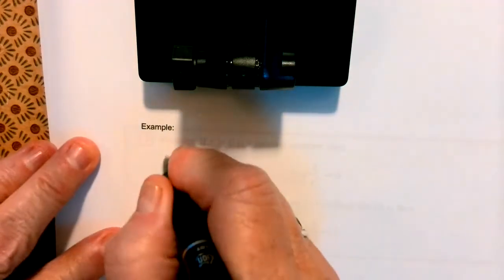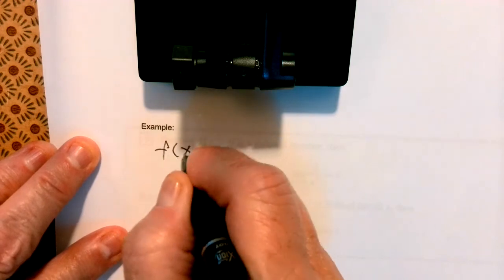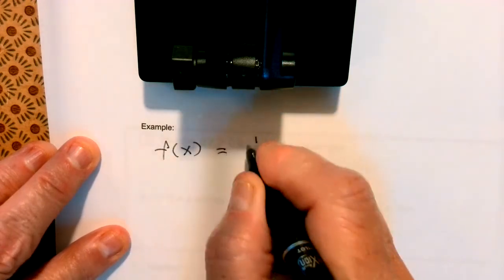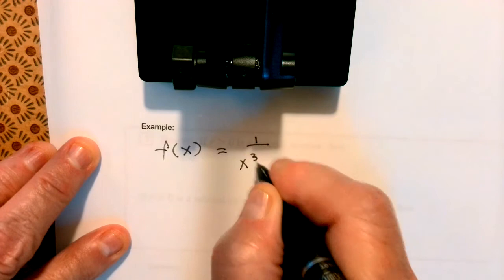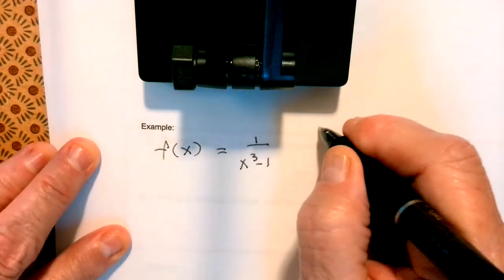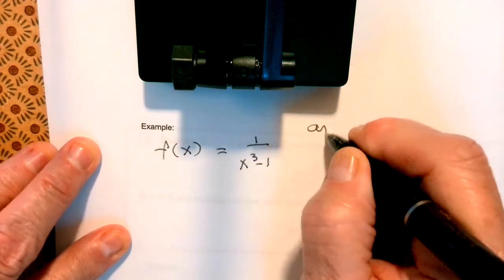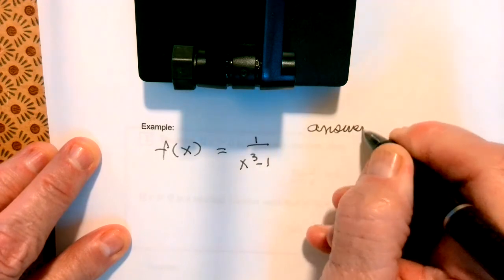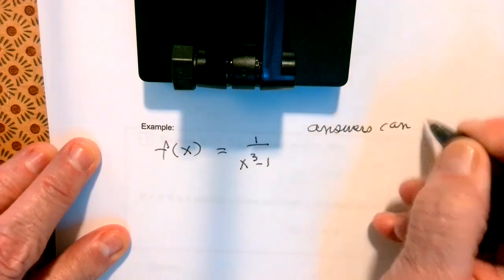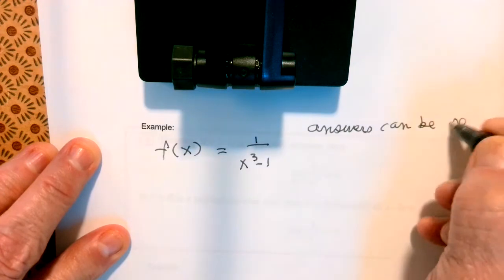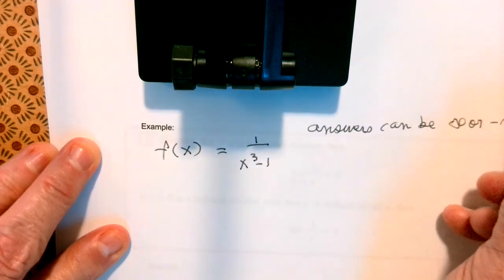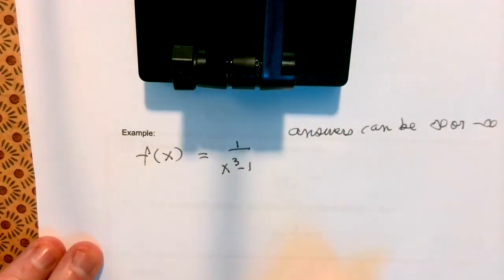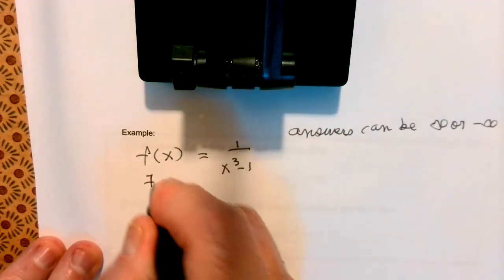Okay, so I've got f of x equals 1 over x cubed minus 1. And like on a test, it would say something like this. Answers can be infinity or negative infinity. Okay, I want to find the limits.